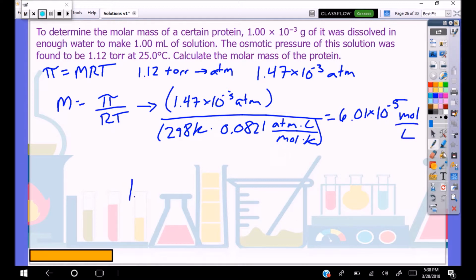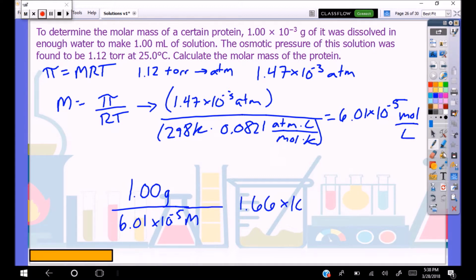And remember, I started with a 1 times 10 to the negative third gram sample. So I divide my grams by my moles. 6.01 times 10 to the negative fifth molar. And I end up getting my molar mass of 1.66 times 10 to the positive fourth grams, okay, which is the same thing as 16,600 grams. Again, looks large, but when you remember it's a protein, this is kind of small for a protein.